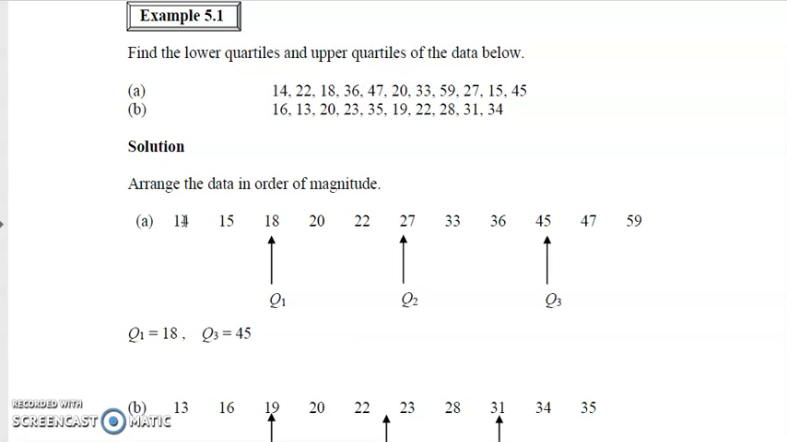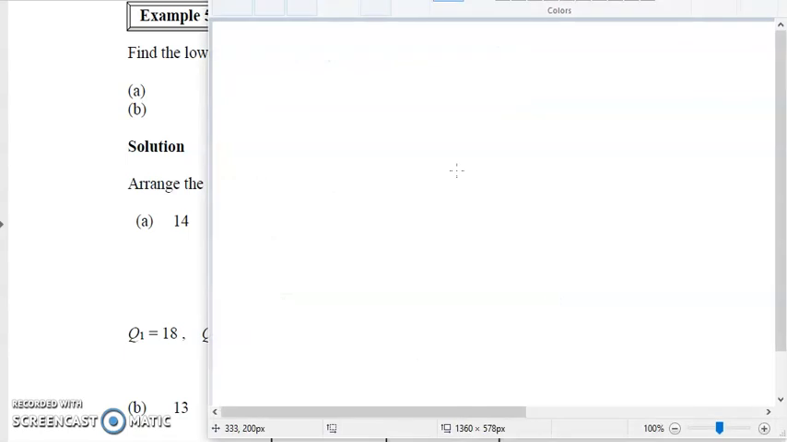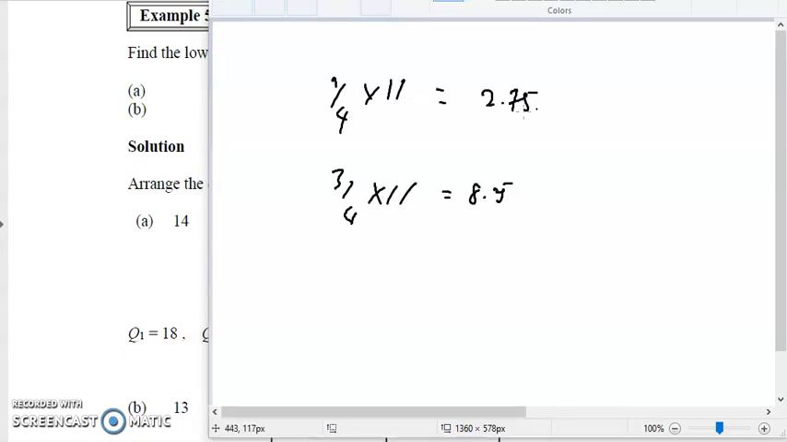So you can see it from here, 14, 15, 18, 20 until 59, the highest one. So we are going to count. If we try to look at the data, we have 1, 2, 3, 4, 5, 6, 7, 8, 9, 10, and 11 data. So we are going to have 1 over 4 out of 11 and 3 over 4 out of 11. What will you get? So 1 over 4 out of 11 is 2.75, approximately 3, and here 8.5, you'll be having approximately 9.